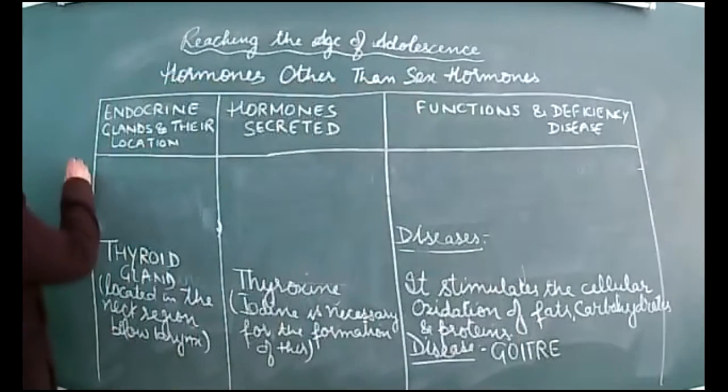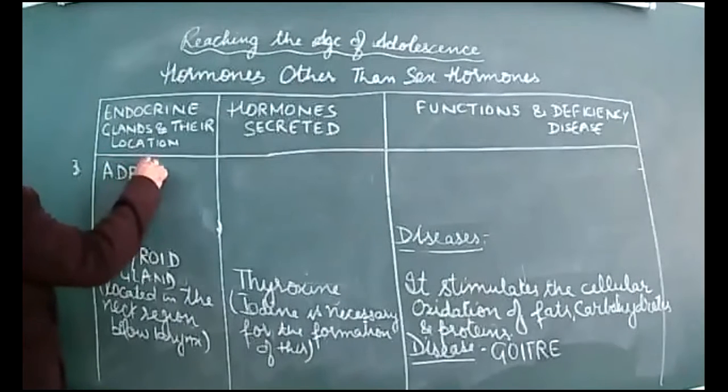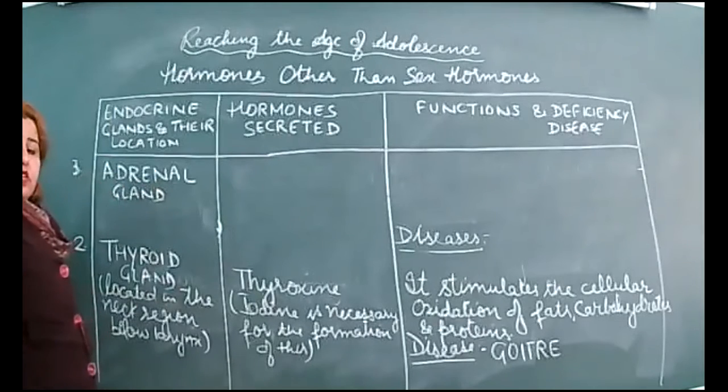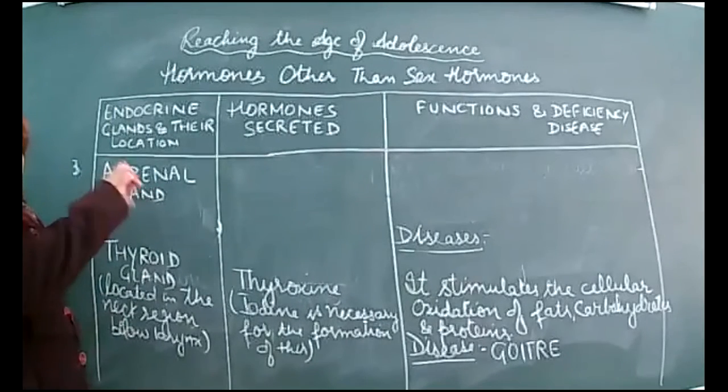Third gland is adrenal gland. Now where are these glands located? These are present above each of the kidneys.